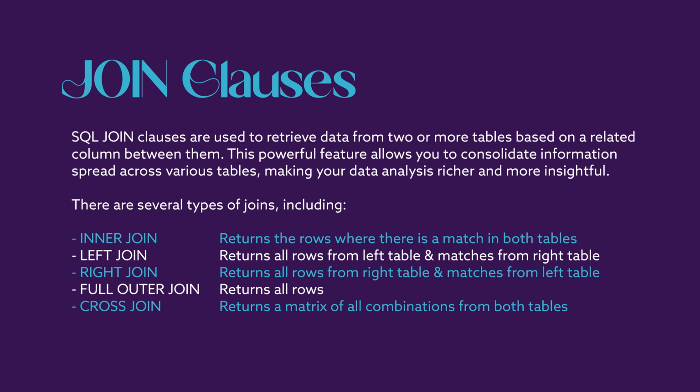Thus far in this video, we've kept table joins simple, only using one type, the inner join. There are several types of joins, including inner join, left join, right join, full outer join, and cross join. Now, let's explore how to use the different types of joins and see them in action.